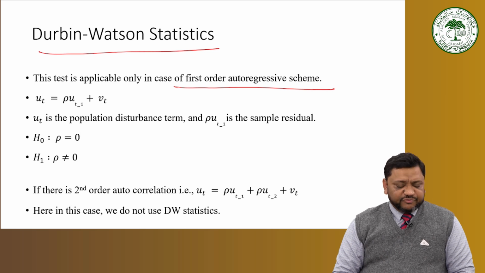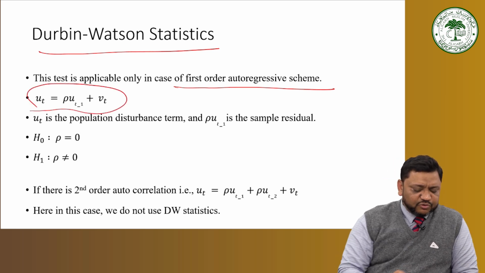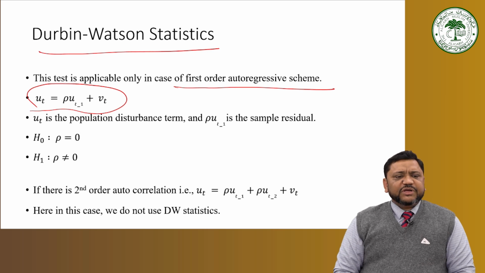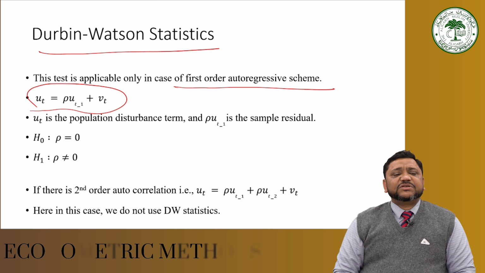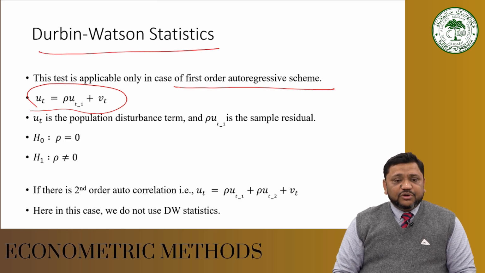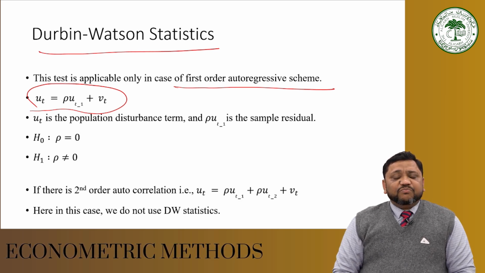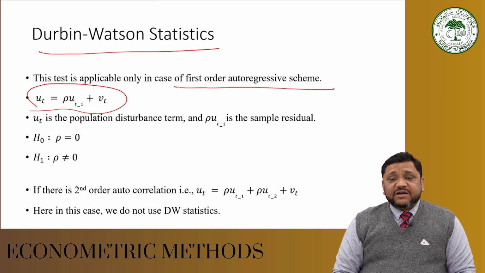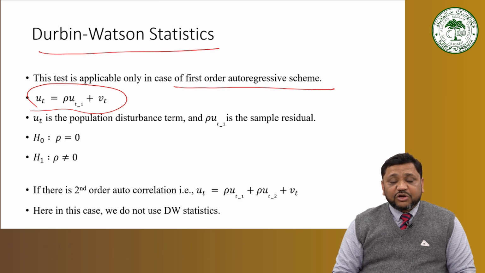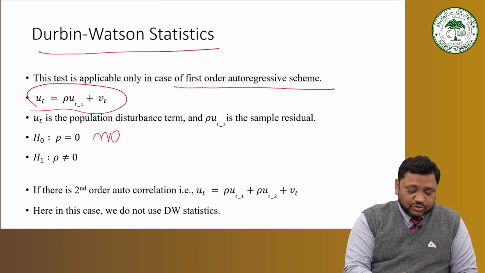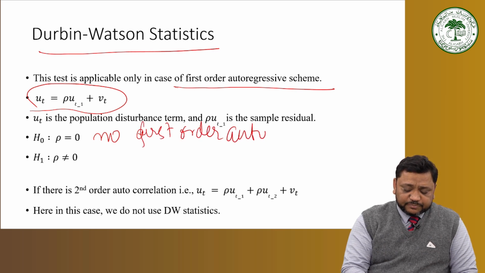Here we have written the equation u(t) is equal to rho u(t-1) plus v(t). So u(t) is the population disturbance term and rho u(t-1) is the lagged term. Now here the null hypothesis is rho is equal to 0, and the alternate hypothesis is rho is not equal to 0. Rho equal to 0 implies that there is no first order serial correlation. We don't say that there is no autocorrelation, but we say no first order autocorrelation.